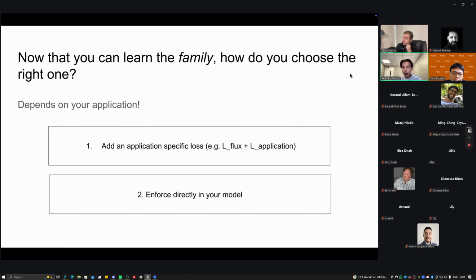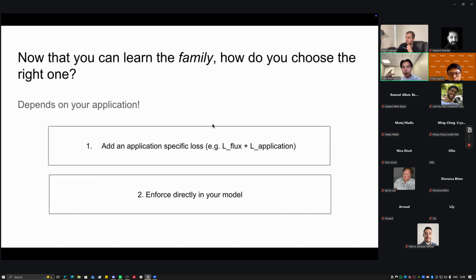So I think this goes back to some of the questions I've been asked. Now that you can learn the family, how do you choose the right or beneficial one? It really depends on your application. This goes back to the meta goal of generative modeling: how do we impose or extract different priors or inductive biases on your generative model? This is the core challenge a practitioner has to think about when they use flux matching. You have some inductive bias or prior. How do we actually enforce this within our vector field?